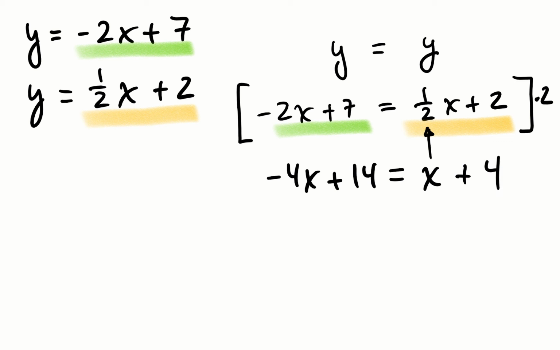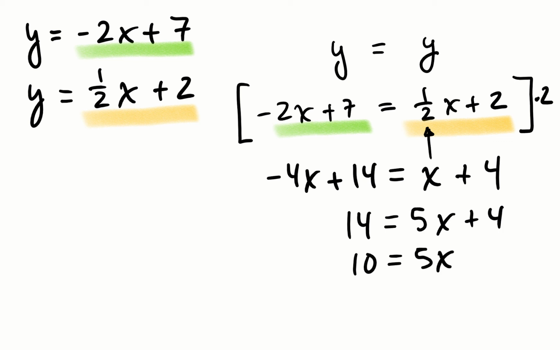What I like about this is I don't have a fraction moving forward. What I'm going to do now to both sides is add 4x. This equation will become 14 is equal to 5x plus 4. That was me adding 4x to both sides. Now I'm going to subtract 4 from both sides, so 10 is equal to 5x. And then as a final step, I'll divide both sides by 5, and I get that 2 is what x is. x is the number 2.